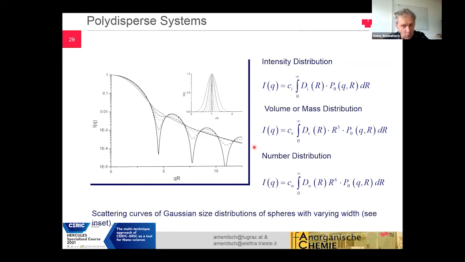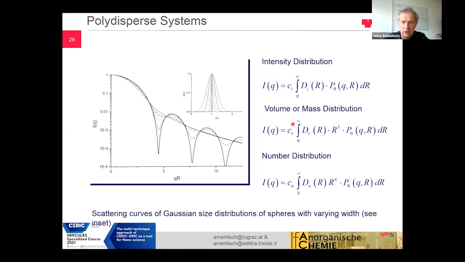What is important is that you can have different intensity distributions. If you look at the intensity distribution, where you just have the form factor, you have the size distribution, you integrate over all distances, and then you calculate the intensity versus Q. Looking at this, you will see that the large particles are dominating the intensity. It is very sensitive to the large particles.